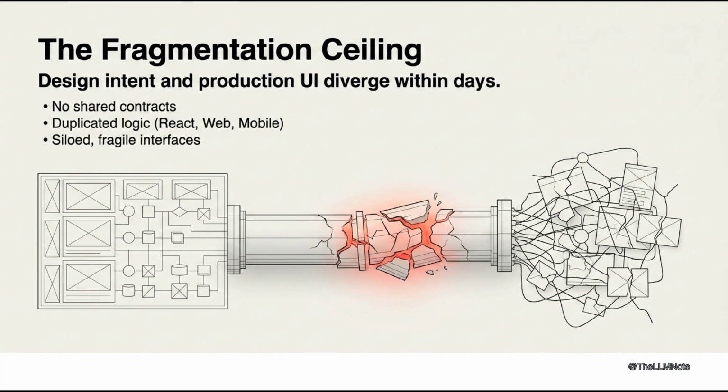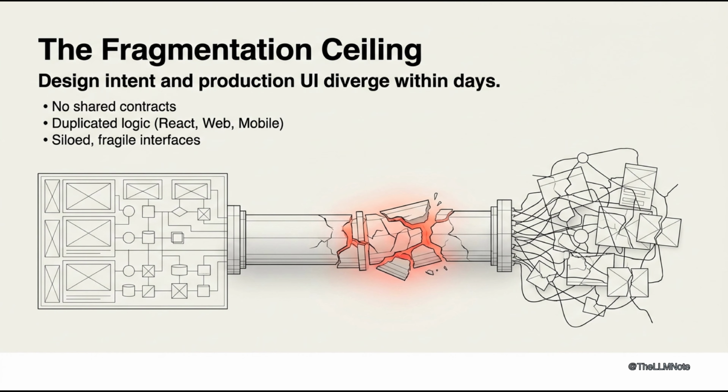But here's where it gets interesting: the fragmentation ceiling. Design-to-code pipelines fracture under real-world pressure. Figma components and production UI diverge within days. Component libraries lack a shared contract, causing visual drift and duplicated effort. Micro frontends introduce deployment complexity without interface guarantees. Teams replicate identical logic across React, React Native, and web components, multiplying maintenance cost. Velocity stalls as the gap between design intent and engineering execution widens each cycle.